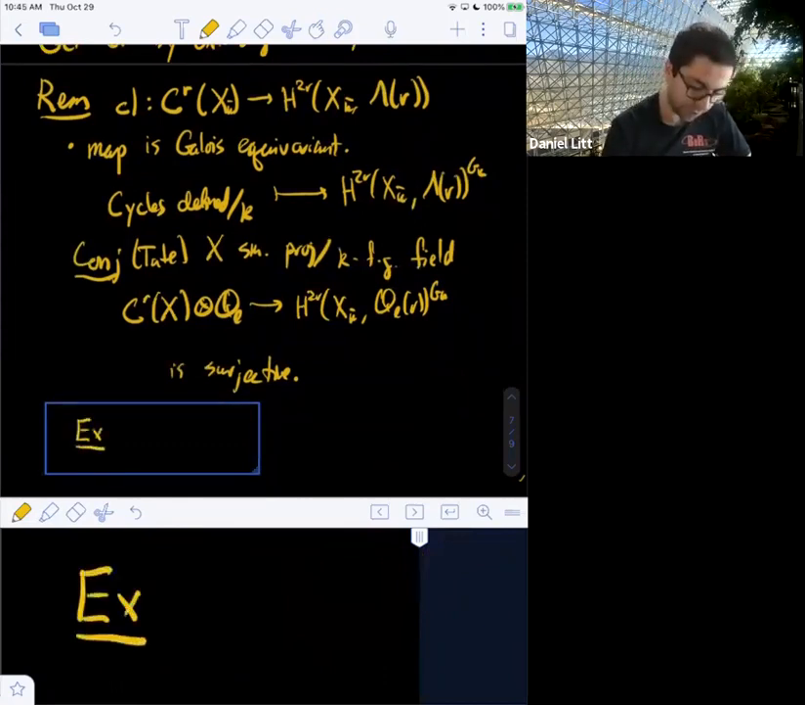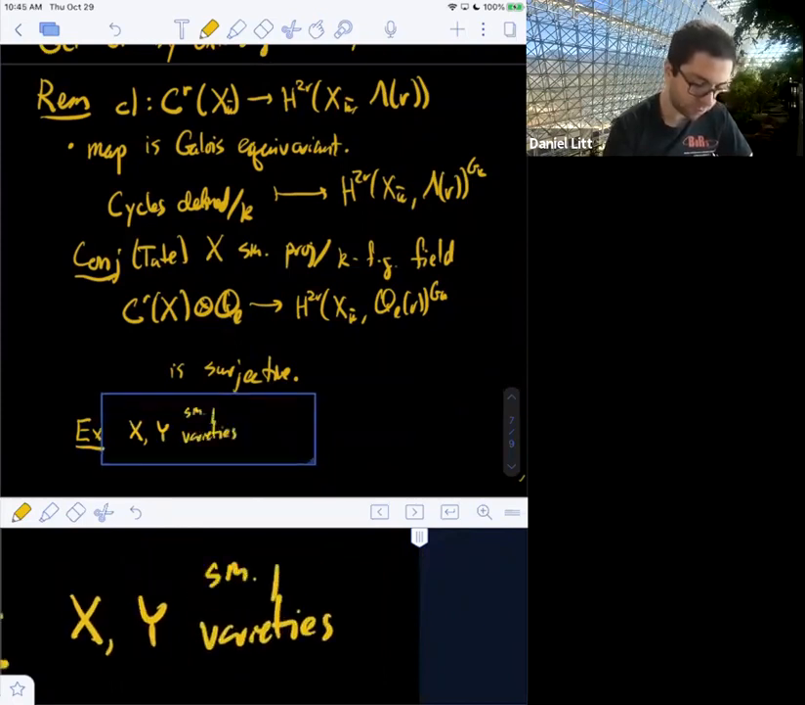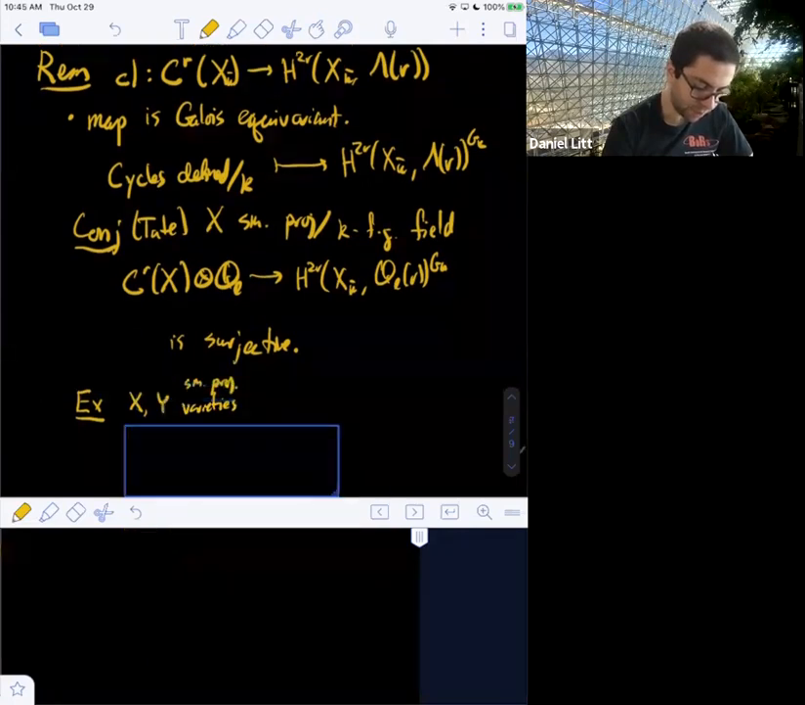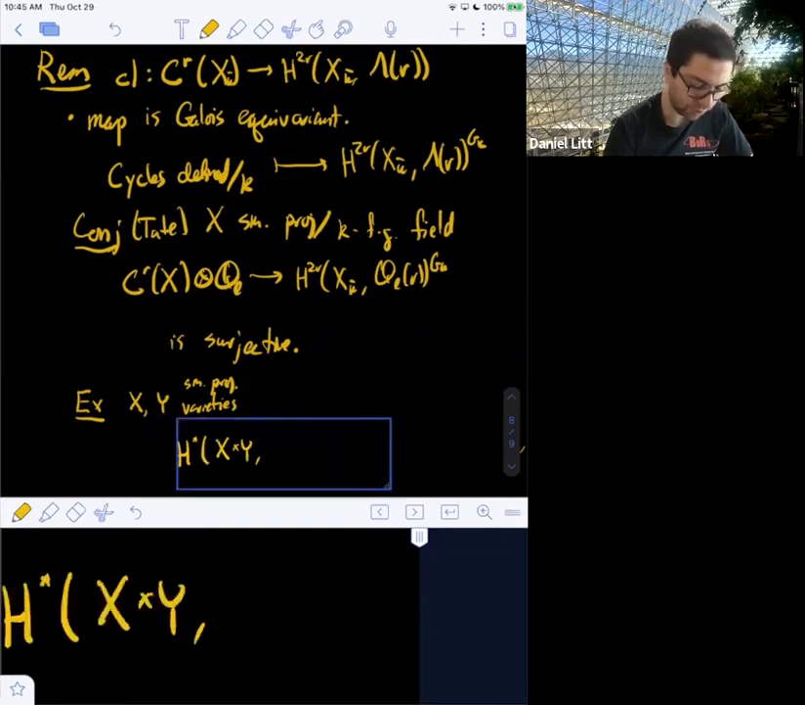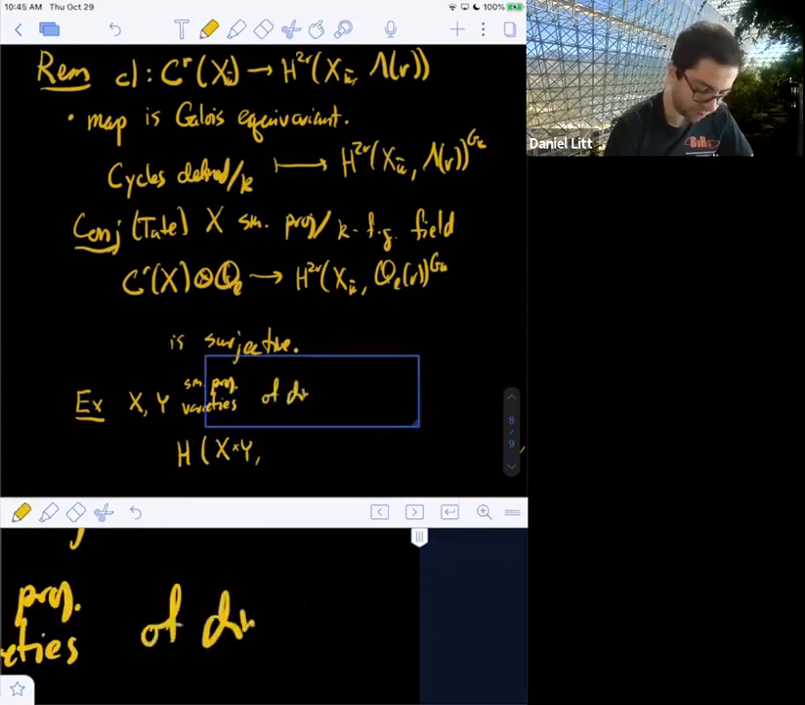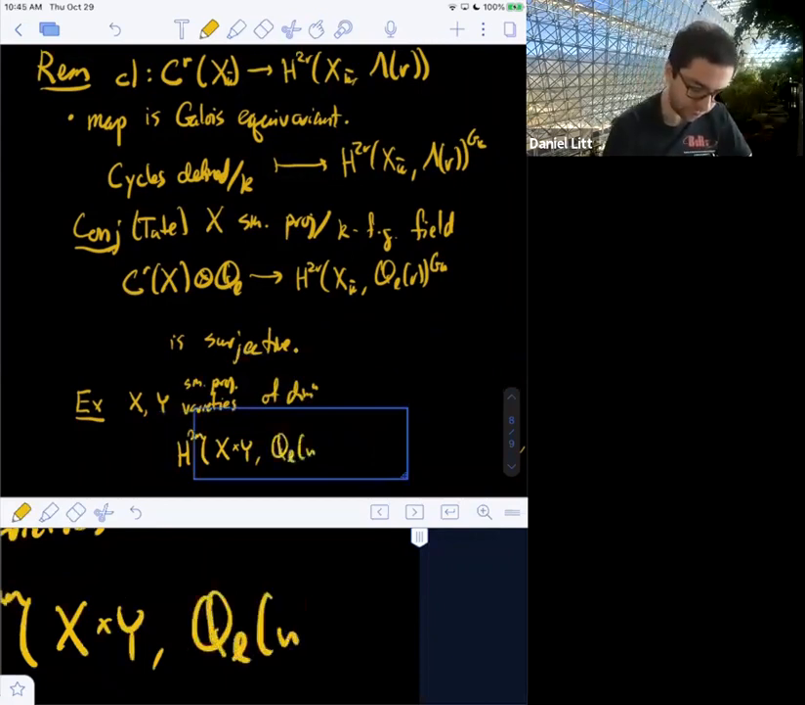Let's suppose we have X and Y. Let's look at H star of X times Y with coefficients, and let's look at H2n of X cross Y. So this is the middle cohomology of X cross Y with coefficients in QL of n.